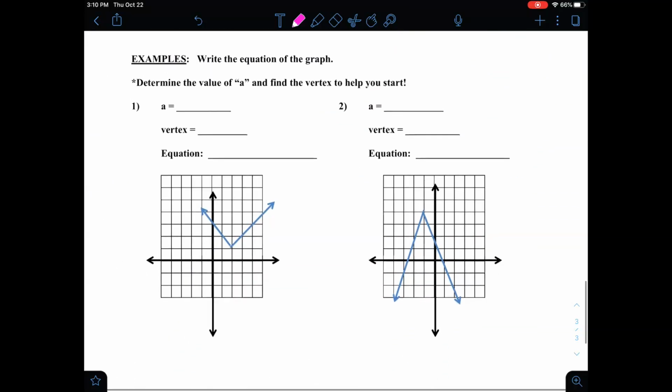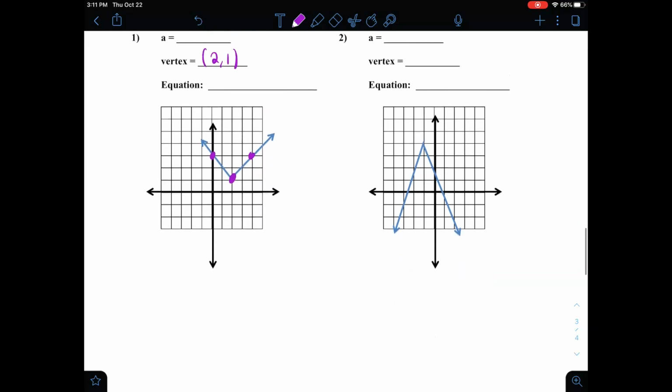All right, 2 more examples, and then we're done for the day. Write the equation of the graph, determine the value of a, and find the vertex to help you start. We're looking for a, so we need to find the vertex, which is the pointy part of the graph, like the tip of the V, either top or bottom. So what is our vertex for this? What are the coordinates of that? It's going to be (2, 1). Okay. So now we know the equation is going to look something like this.